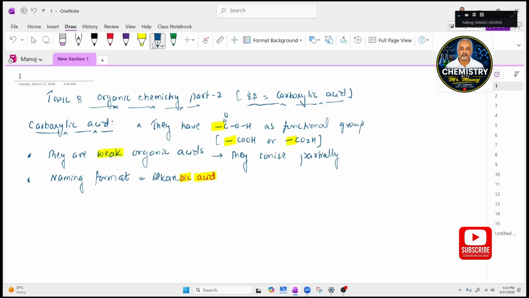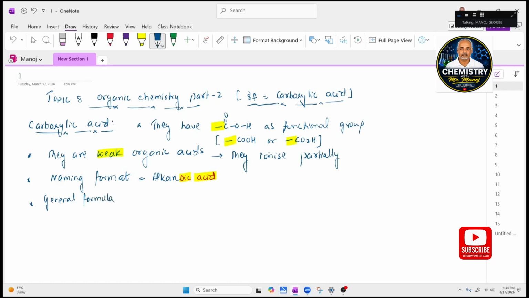Yes, the word dissociate is also perfectly fine. Absolutely fine. Ionize or dissociate. Okay. Now, for example, there is a general formula mentioned. Now remember, everybody has a general formula.